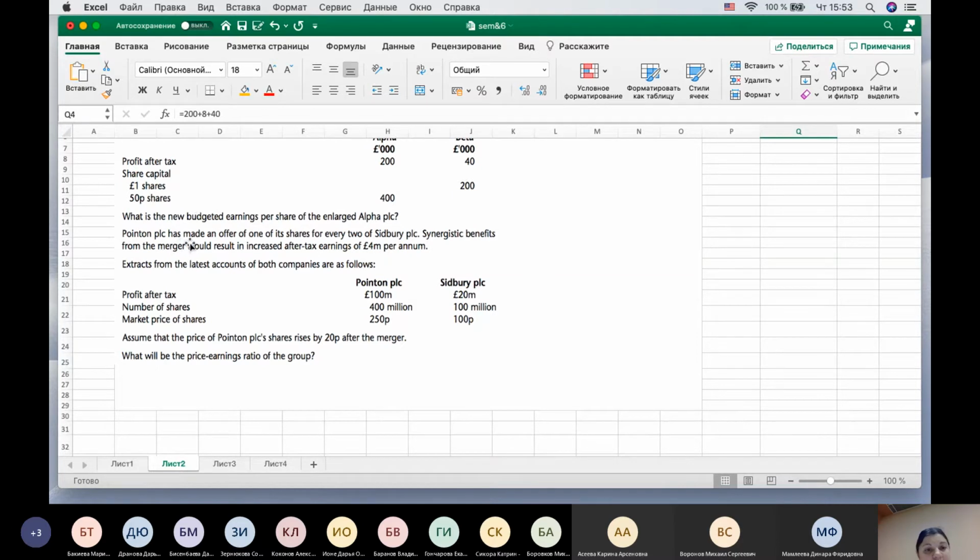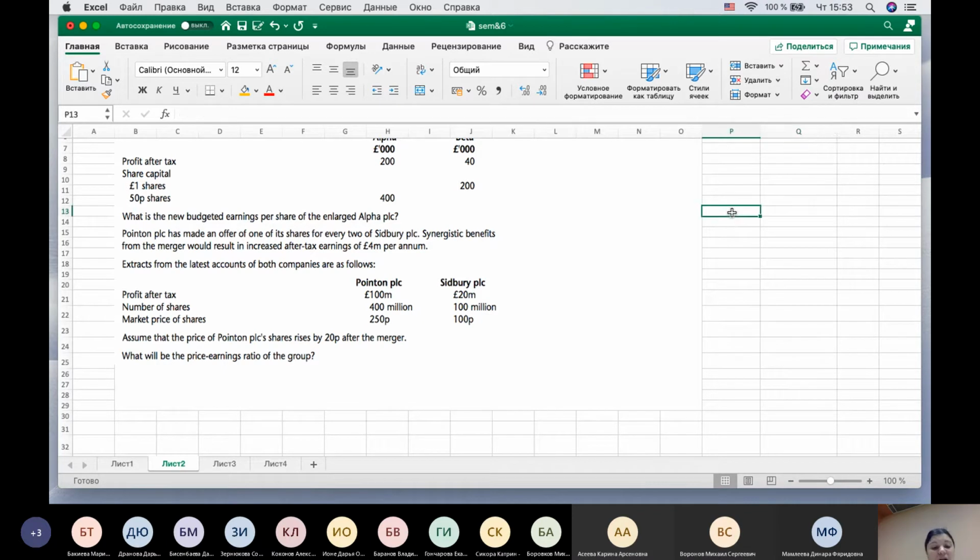Poynton PLC has made an offer of one of its shares for every 2 of Sidbury plc. Synergetic benefits from the merger would result in increased after-tax earnings of 4 million per annum. Extracts from the latest accounts of both companies are as follows. Assume that the price of Poynton plc shares rises by 20 pence after the merger. What will the price-earnings ratio of the group be?